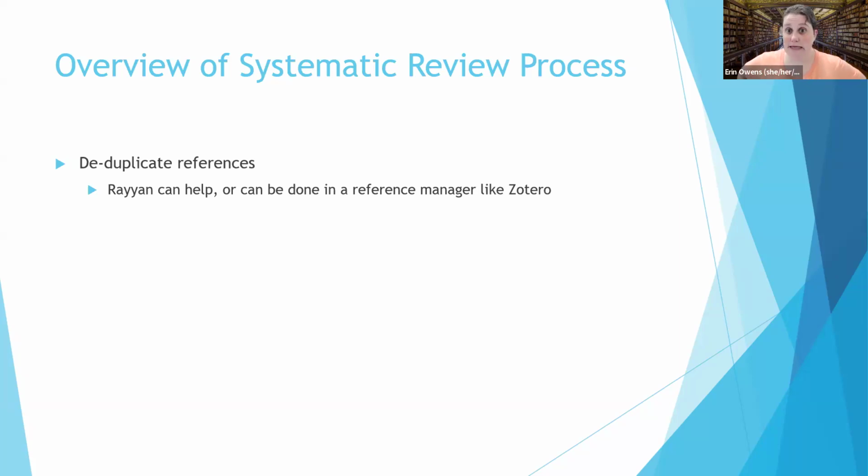Deduplicating references is a big step. When we search 3, 4, 5, 6 databases, it is inevitable that we will have articles that appeared in multiple databases. So deduplication is really critical. Rayyan can help with that. They do have some good tools for deduplication, but it can also be done in other ways. If you already use a reference manager like Zotero, you may be more comfortable doing your deduplication in that tool. If you don't already have a preferred space where you're comfortable doing that, then I encourage you to explore Rayyan for that.